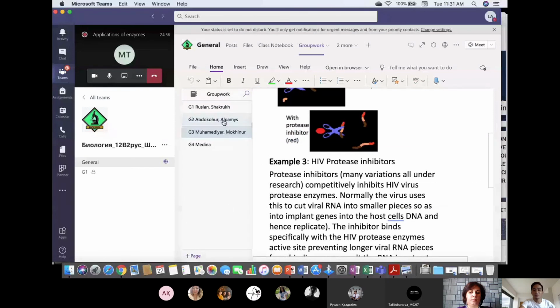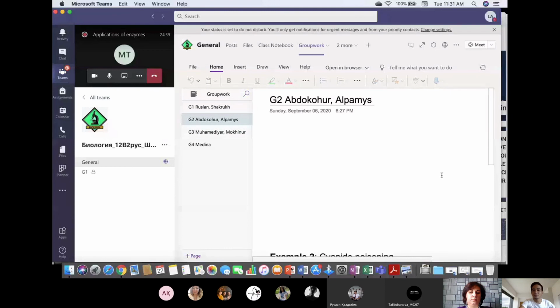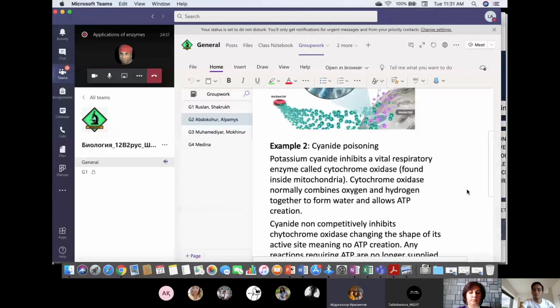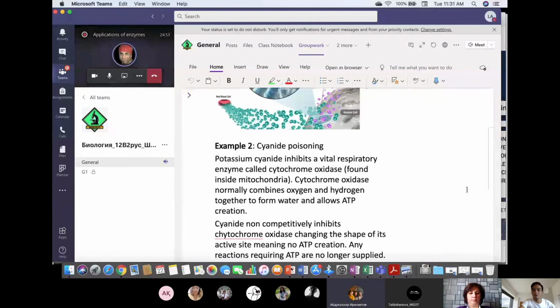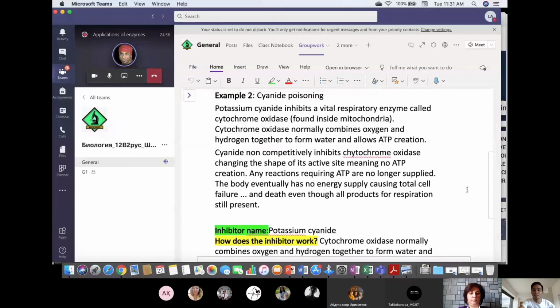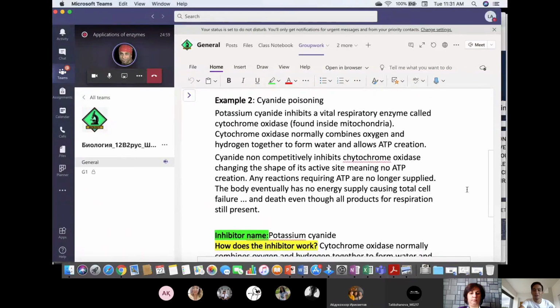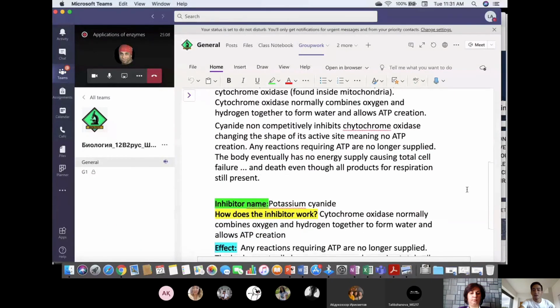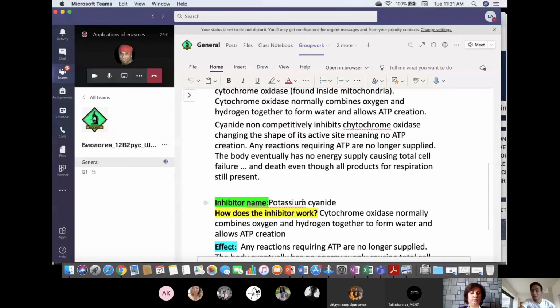Okay. Last, cyanide poisoning. So cyanide is the name of the inhibitor. How does the inhibitor work? Cytochrome oxidase normally combines oxygen and hydrogen together to form water and allows ATP creation. So the inhibitor, potassium cyanide, inhibits this enzyme, the cytochrome oxidase.